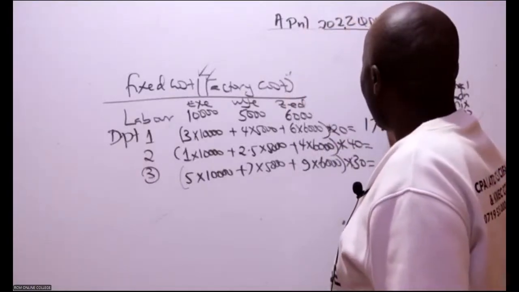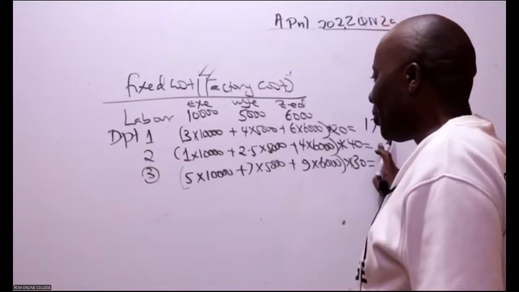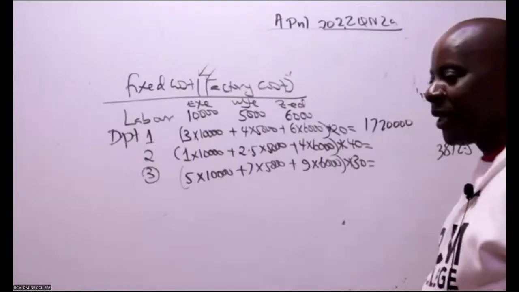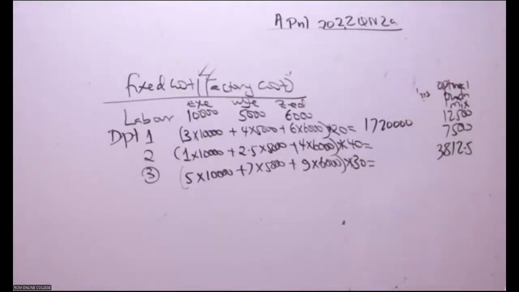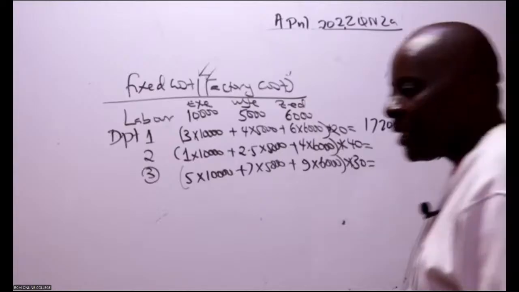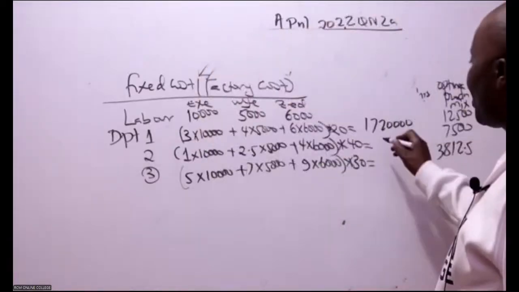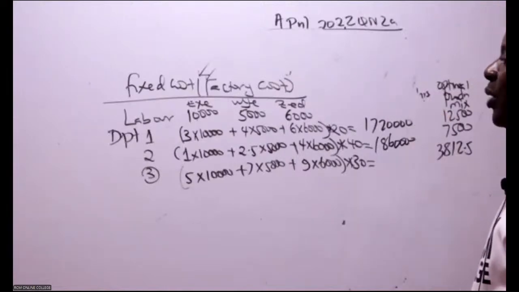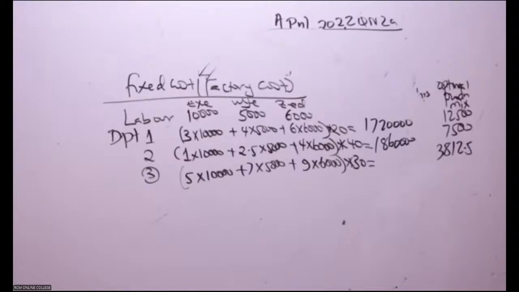Somebody open brackets here and give me this figure. 1,720,000. Thank you so much. And then come to the second one, open bracket. Okay, great. So open bracket, 1 times 10,000 plus 2.5 times 5,000 plus 4 times 6,000 times 40. So they're getting here 1,860,000. And then, ladies and gentlemen, we have Department 3.